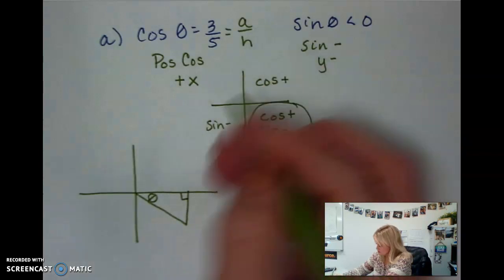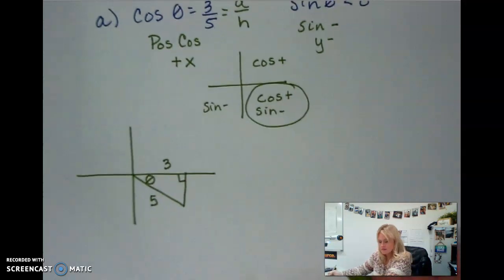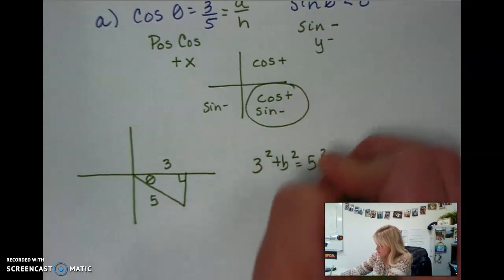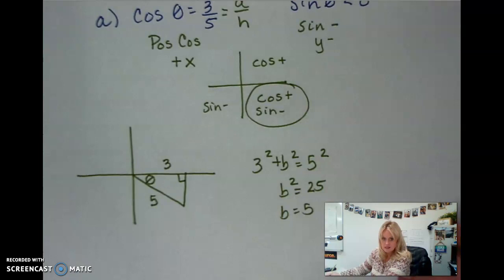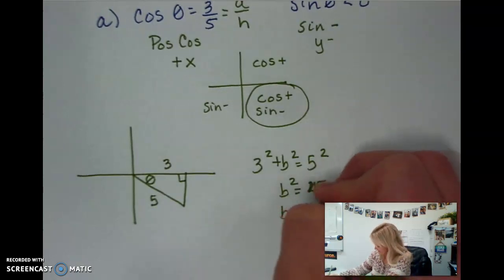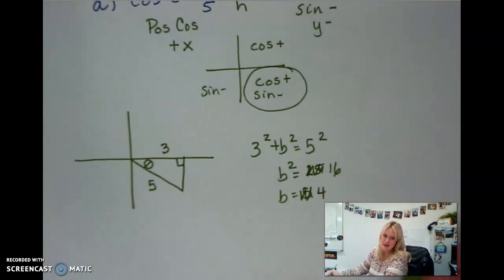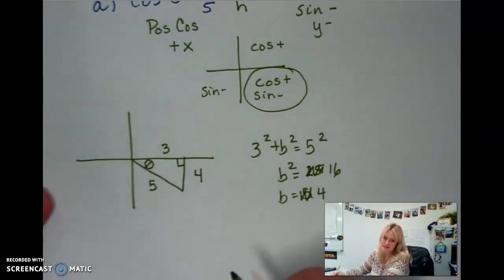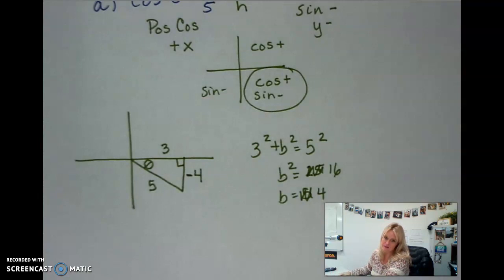Cosine is ca, so our adjacent is 3. Our hypotenuse is 5. A squared plus b squared equals c squared, or this is one of those you should have memorized by now, where b squared, or b is 5. Just kidding, 4. So much for memorizing it, right? Now, here's the problem. If I put 4 right here, what do you think the most common mistake is going to be? It's going down 4, so we have to remember to make it a negative 4.